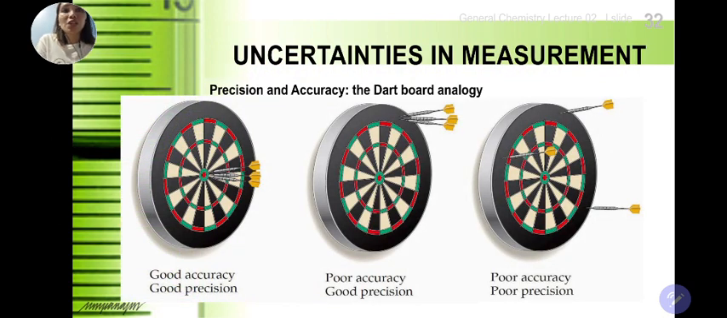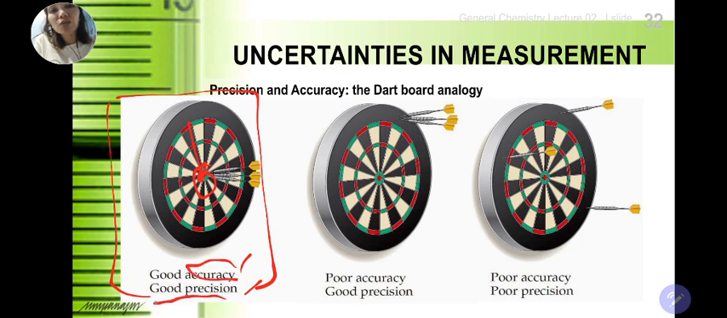This is an illustration of precision and accuracy. It is called the dartboard analogy. For this figure, we can say that almost all the darts are in the bullseye. So we can say that these have good accuracy and good precision. Good accuracy because they almost all hit the bullseye, that is the true value or the exact value. And good precision because almost all of them are together or closely related to one another.